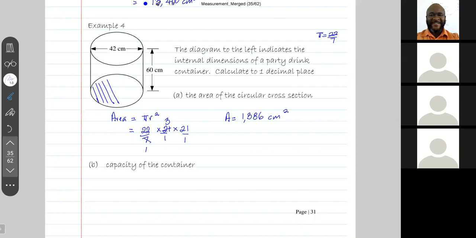Next, we're asked for the capacity of the container. Capacity is largely another way of saying volume. What is the space in the container? Or how much space is available in the container? So the capacity or volume of the solid shape of the uniform cross section is A times H. The area of the cross section, that's what A represents, is 1,386 times the height of the container, which is 60. So the capacity of the container is 1,386 times 60. The capacity of the container is 83,160 centimeters cube.